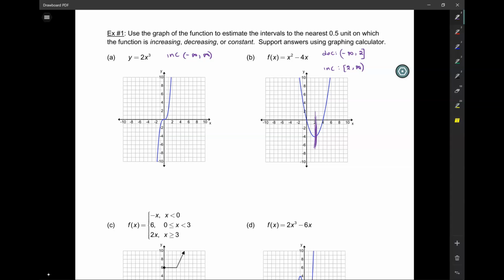It decreases from negative infinity to 2. Just to clarify, the 2 did not have to be that. I think it's easier to bracket than not. Okay, it's easier to put a bracket than not.